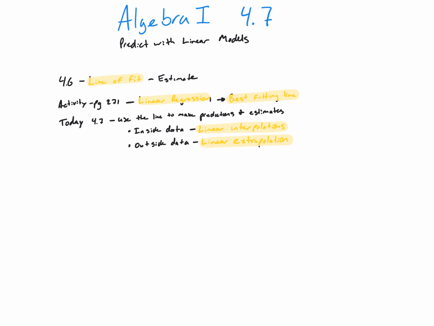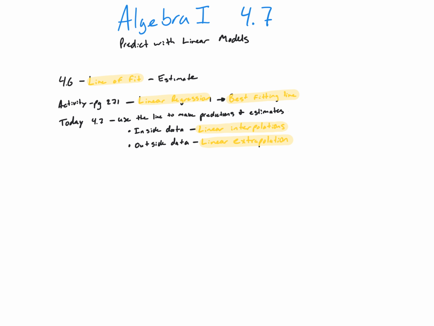Yesterday, in our activity on page 271, we did what we call linear regression, which is something a computer can do for us to calculate the best line of fit, and we call that the best fitting line, at least within a certain margin of error. We call that the best fitting line that will approximate that data. And so today, in lesson 4.7, we're going to use the line to make predictions and estimates.